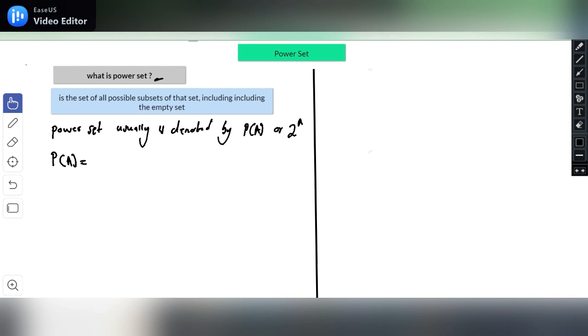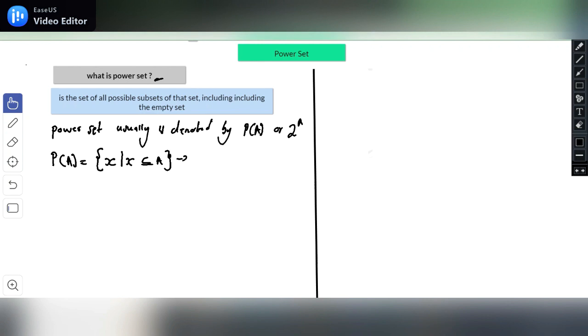The power set is equal to the set of all x such that x is a subset of A. So whenever we call this whole thing, we call it the set of all x such that x must be a subset of A. That's how we call it. So this is what you have to know about the power set so far.